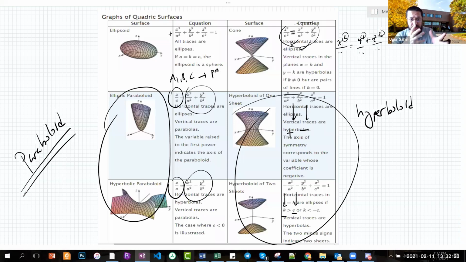They all include X square, Y square, Z square, except the paraboloid. The paraboloid doesn't include the square for one of the terms. But they change by the sign of the variables. Now, you need to get this heuristic approach, guys, instead of memorizing everything, all right? What I want you to do now, I hope you got the screenshot of this.